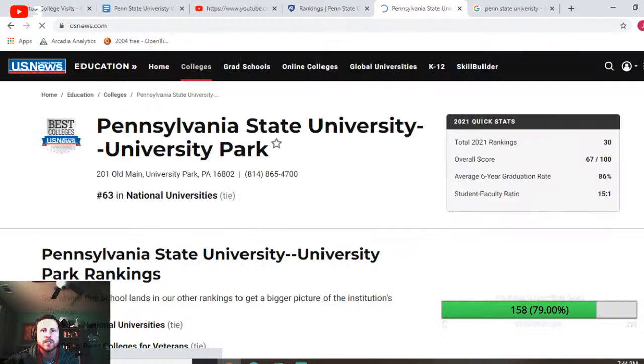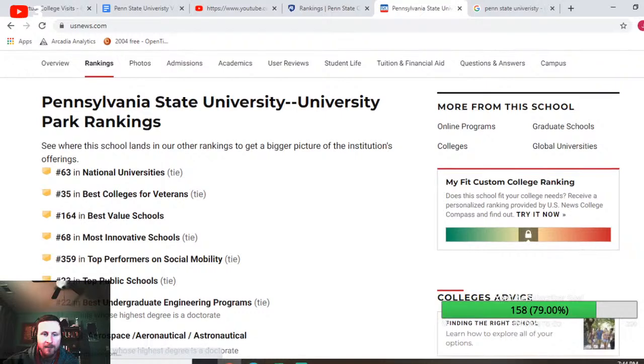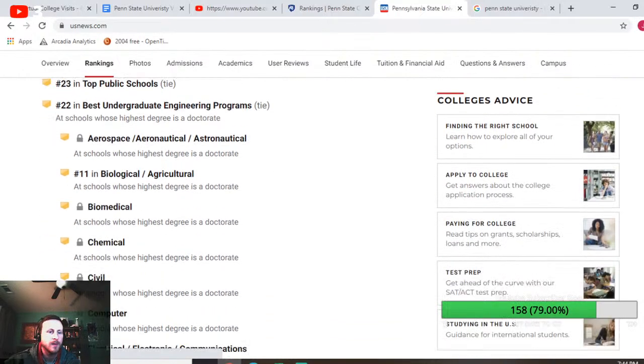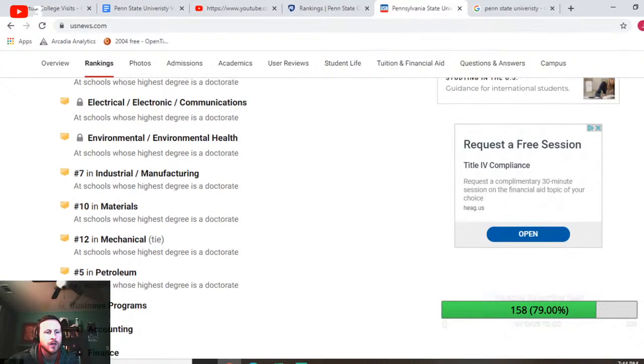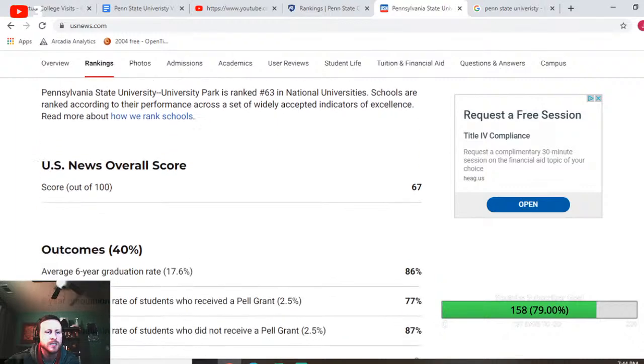Let's see if this will help us. A lot of times you'll get into paywalls with this stuff. Biological, civil, let's see, business, study abroad.